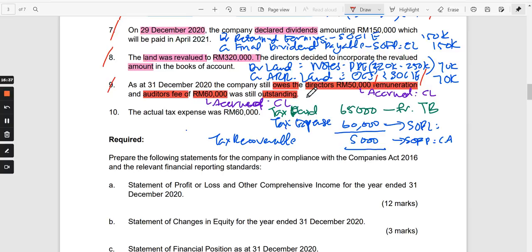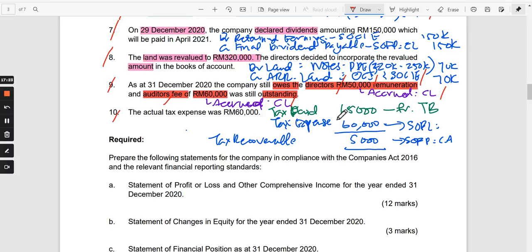Number 9 is just an adjustment on accrued expenses, accrued audit fees, 60,000, and the director's remuneration. This is what you need to charge as a liability, current liability, as well as charge as an expense. So debit director's remuneration 50,000, credit accrued director's remuneration 50,000. Do that yourself. Audit fees, debit audit fees 60,000 and credit accrued audit fees 60,000. That would be in your current liability for the accrued part, but for the expenses part will be part of admin. So this is information on tax 60.